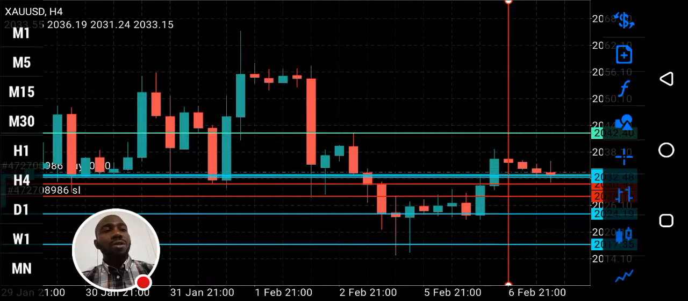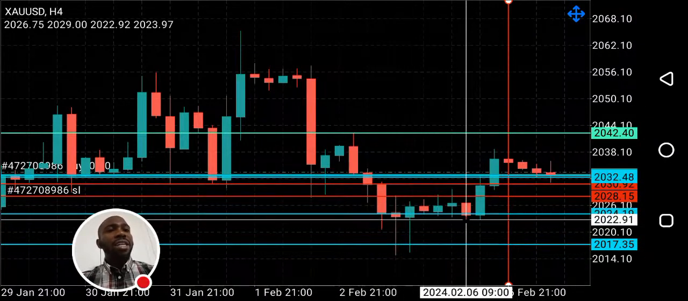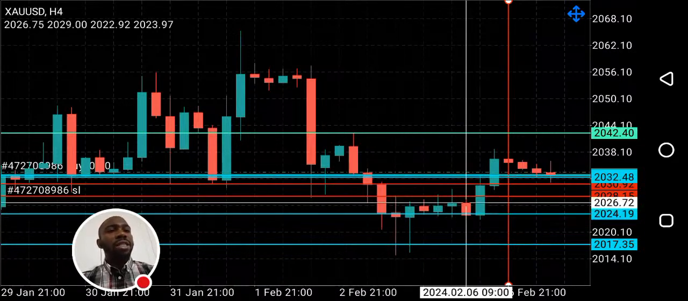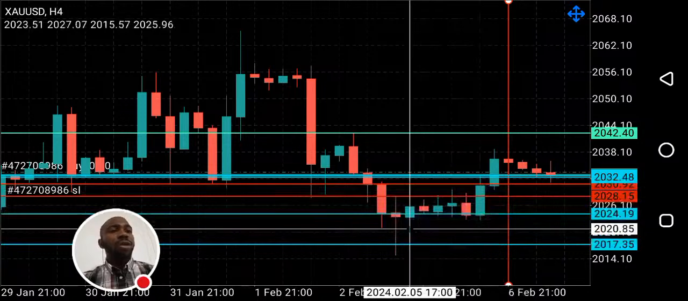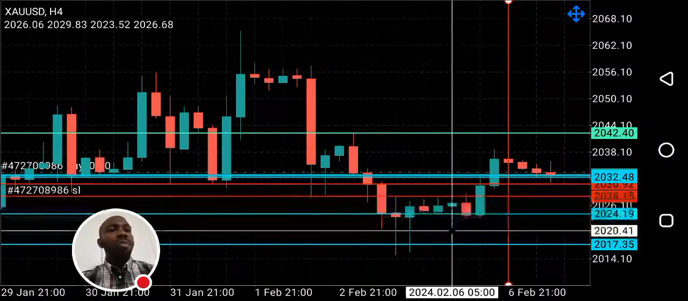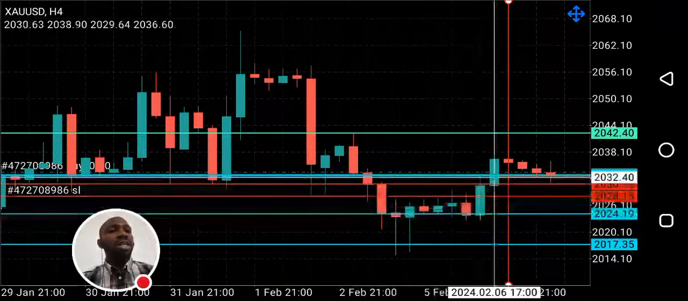So you can see on 4 hour, we had several candlestick patterns indicating change in trend from bearish to bullish. You can see we have hammer, we have spinning bottom. You can see several candlestick formations here indicating change in trend.